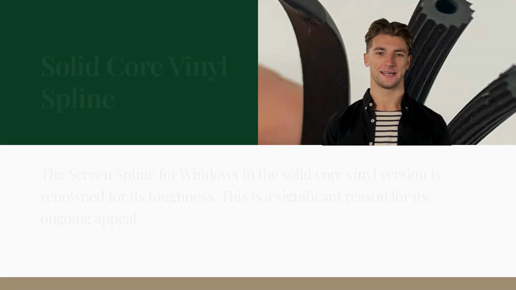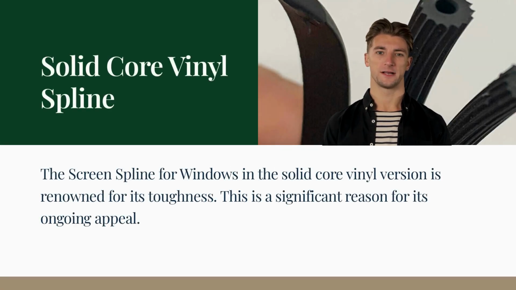The second type of spline is the solid core vinyl spline. This spline is for windows, and the solid core vinyl version is renowned for its toughness. This is a significant reason for its ongoing appeal.